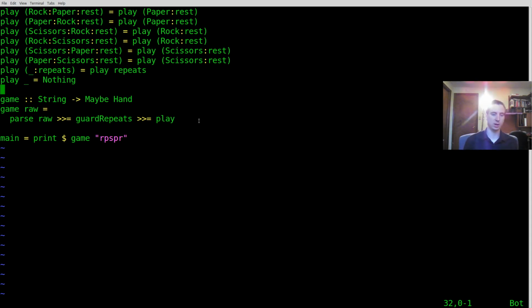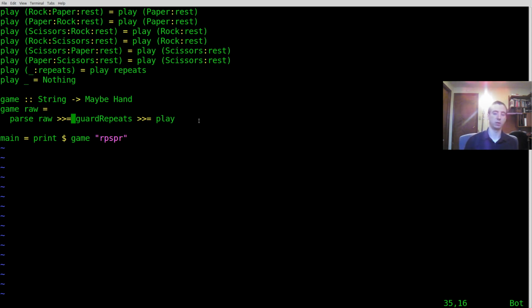So here we're kind of doing that, but we're not really. We have this data coming in, and we are explicitly parsing it, and then explicitly flowing the data through guard repeats, and then explicitly calling play. Now, there are these things called Kleisli arrows, which are a kind of composition, and if you're afraid of the word composition, don't be. Basically, it's just a way to glue functions together.